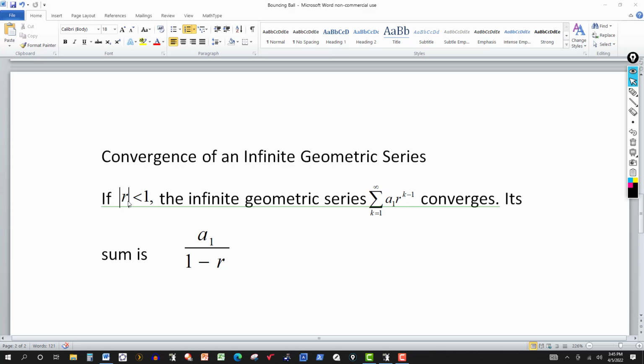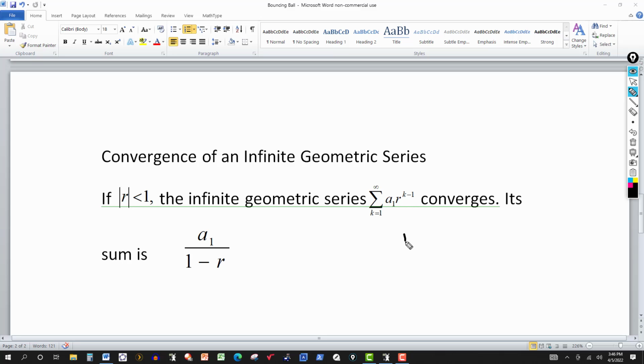This tells me that if the common ratio is less than 1, or the absolute value is less than 1, which means it has to fall between -1 and 1. If it's 1 or greater, it's not going to work. Or if it's -1 or less than that, it's not going to work. It has to be between -1 and 1. It turns out that the sum of that infinite series is given by this formula.